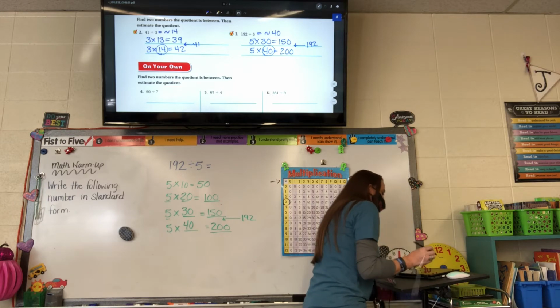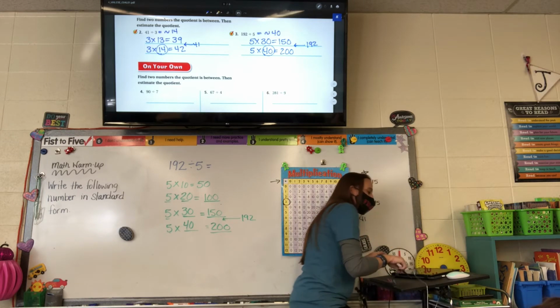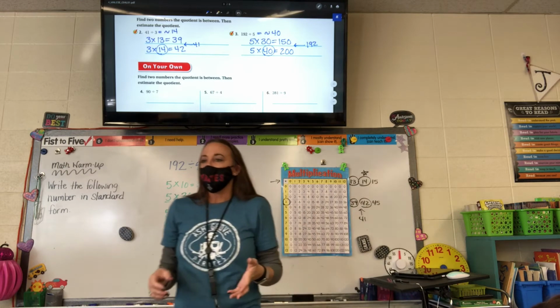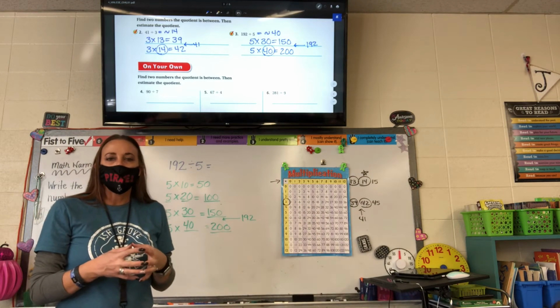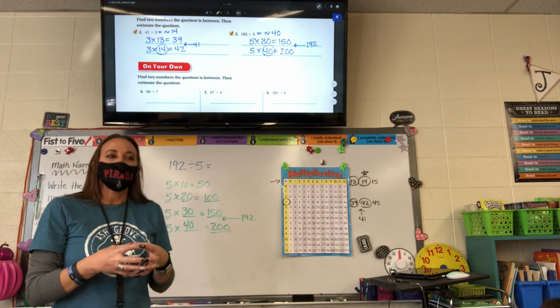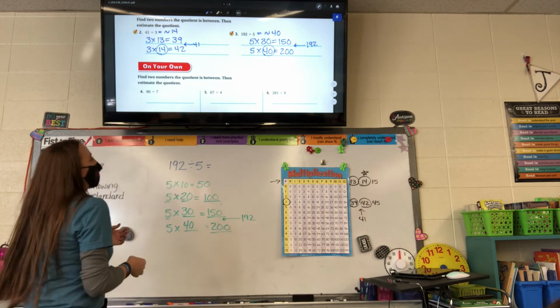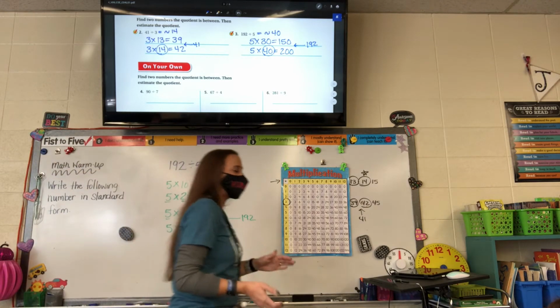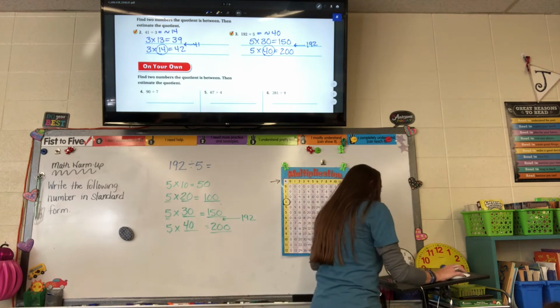And then we have to ask if that makes sense if we work backwards. Is 40 times 5 about 192? Yes, because it's 200. All right. You get all that copied down? Okay, 3 more. Yay.